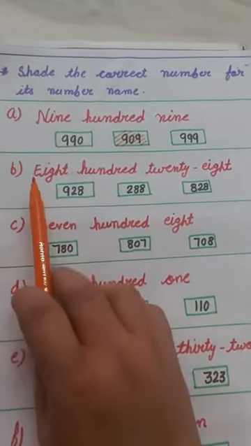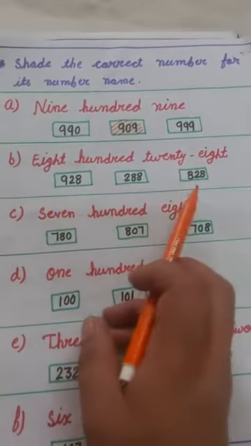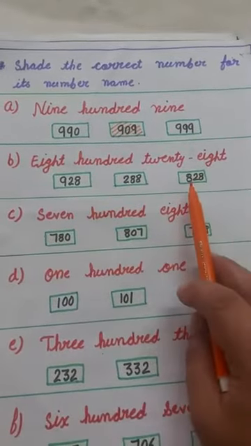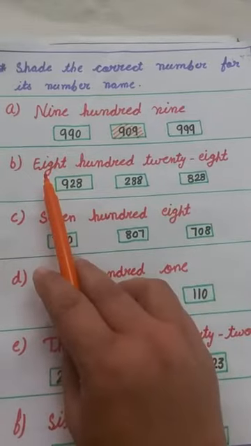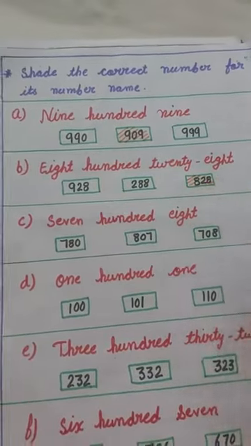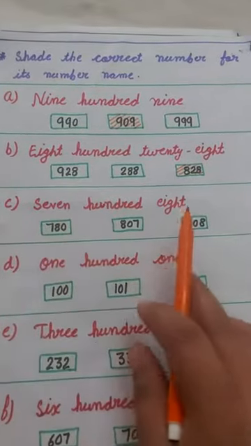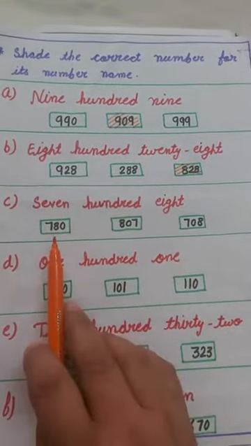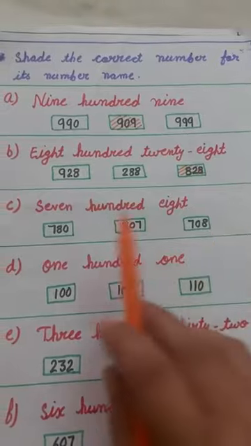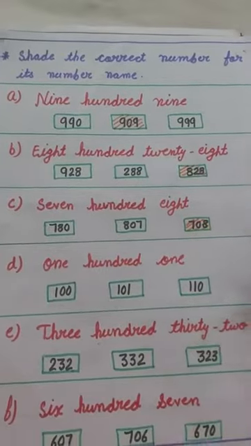Now in next 828 is given. Okay, now these are the numerals for it. This is 928, this is 288, and this is 828, and the given number name is 828. So we will shade this number because this is the correct number. Now in next 708. In 708, the given digits are 780, 807, and 708. And we have to write the number name of this 708. So this is our correct numeral for it.